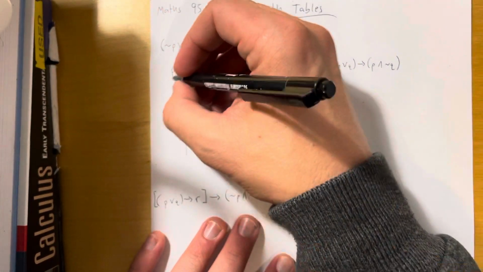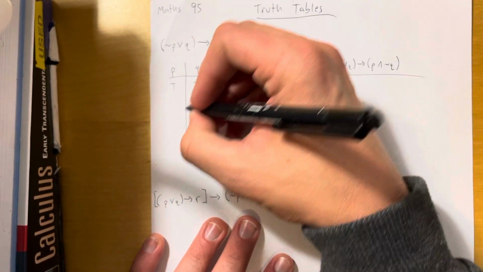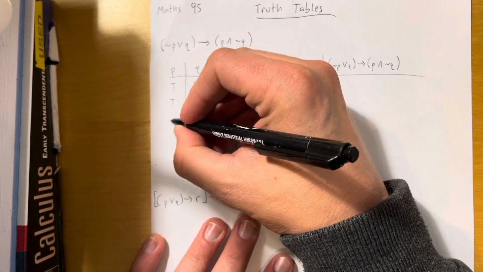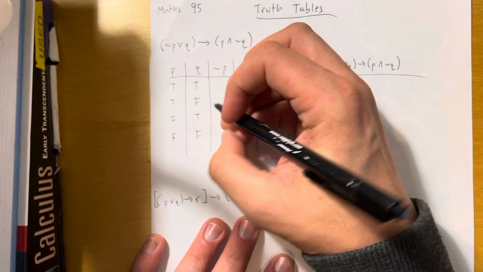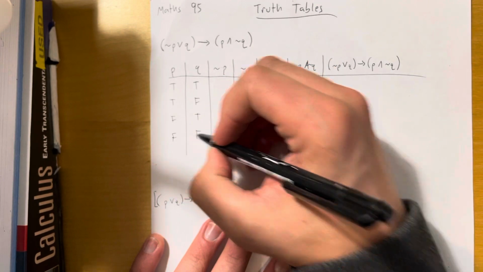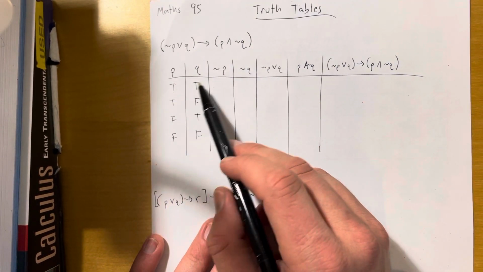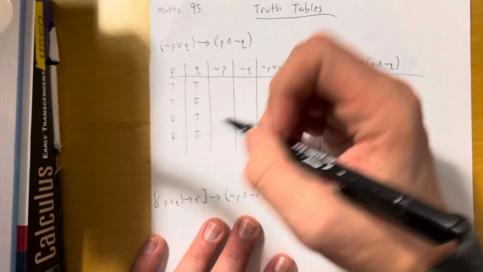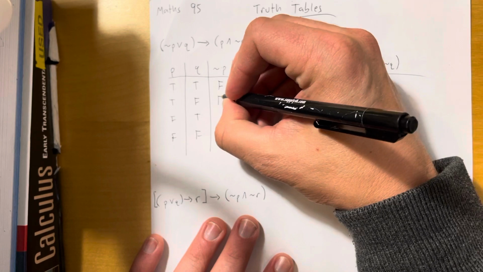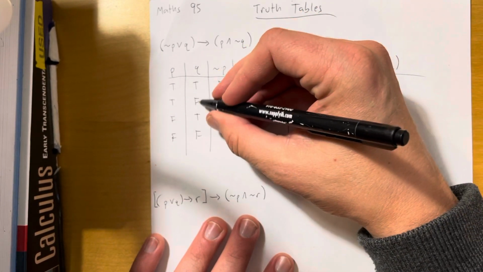So again, we always start this the same way. I have 2 component statements this time. I'm going to give them all combinations of truth values. And we use the same format every time. True, true, true, false, false, true, false, false. My negation columns will give me the opposite truth value of their partners over here. So my not P is going to look like false, false, true, true. The opposite of what we saw there. My not Q column is going to look like false, true, false, true.